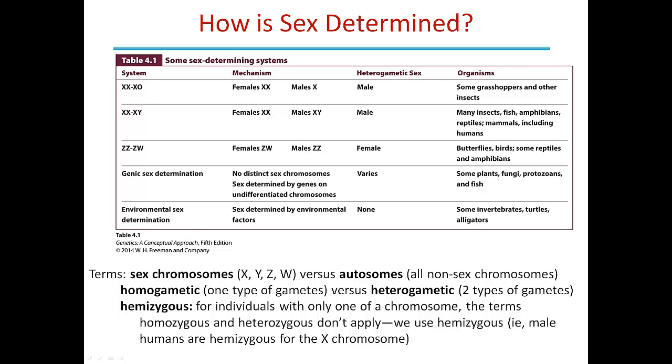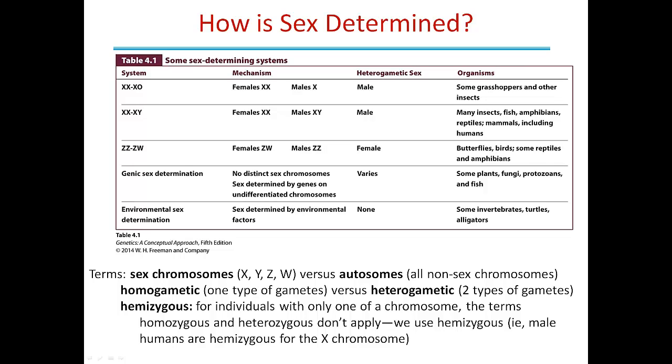It's not all the XX versus XY. For example, in birds, if you have two Z chromosomes, you're going to be a male. If you have a Z and a W chromosome, you'll be female. There are also other types of sex determination based on the inheritance of a particular gene or based on some environmental situation, such as temperature, which is found in turtles.